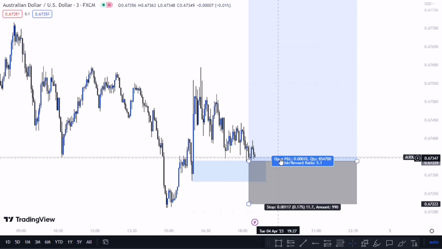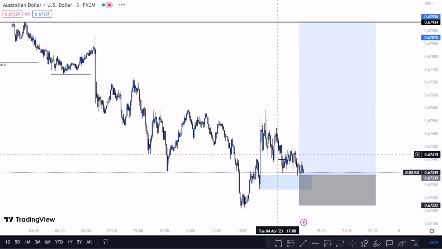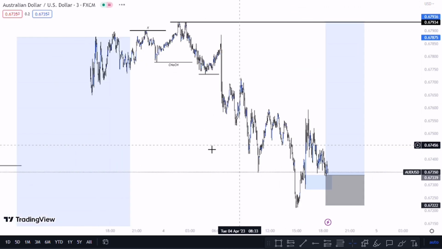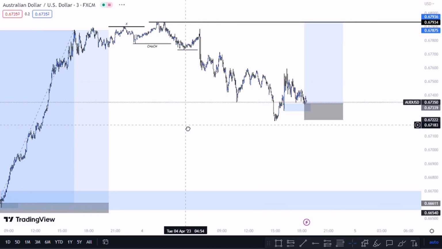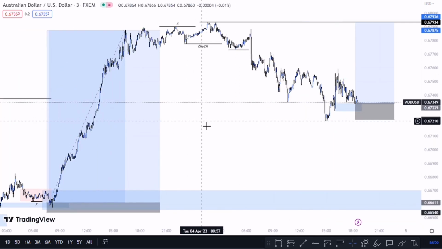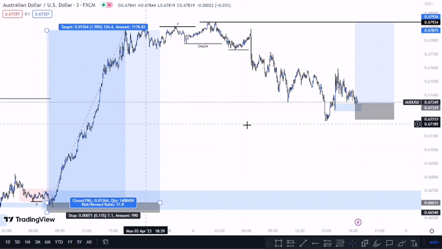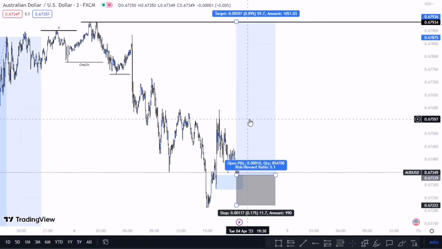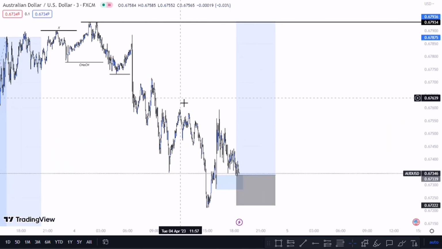We recently took this buy. We were targeting 5R on this very single trade. This pair, it is playing out very nice. So far, last we took this trade at ATP at 17R. Now we're taking this one, targeting 5R. We're hoping for the best, obviously.